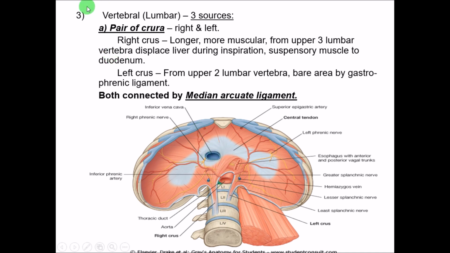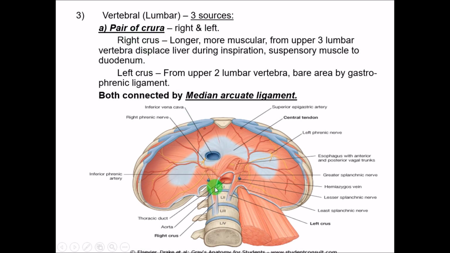From the vertebral part, they take origin in the form of a pair of crura. If you see here, this is the right crus and the left crus. When it is singular, it is called crus. When there are more than one, it is called crura. So a pair of crura, right and left, that is the right crus and the left crus.